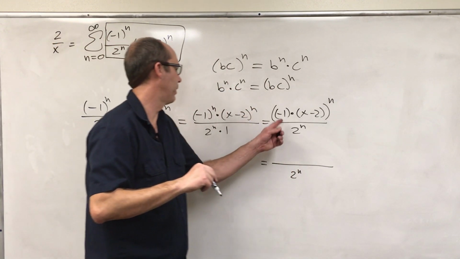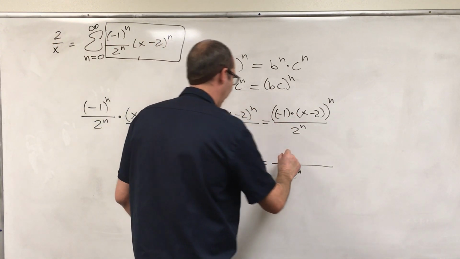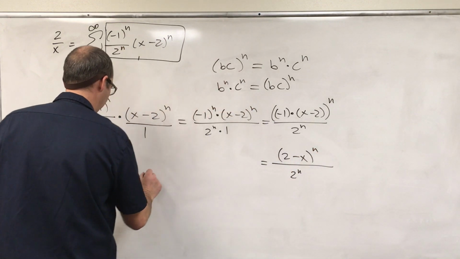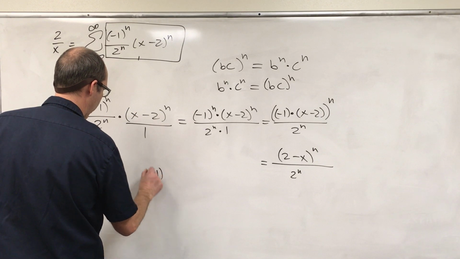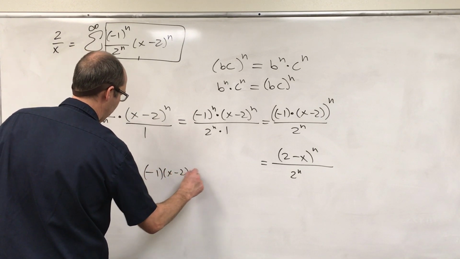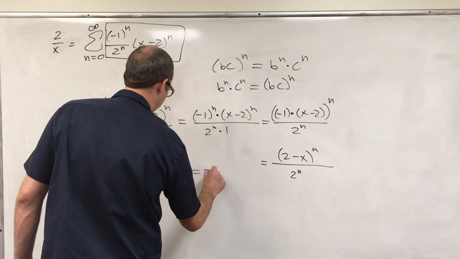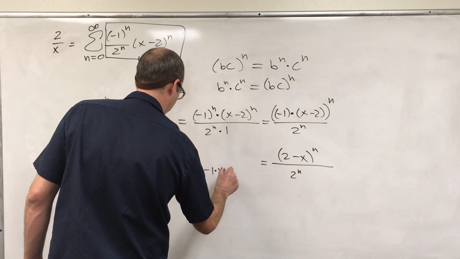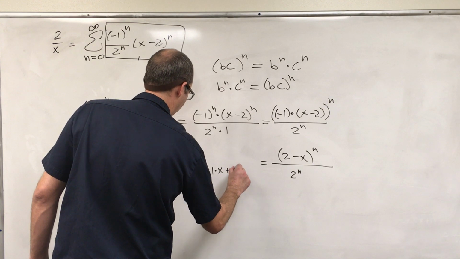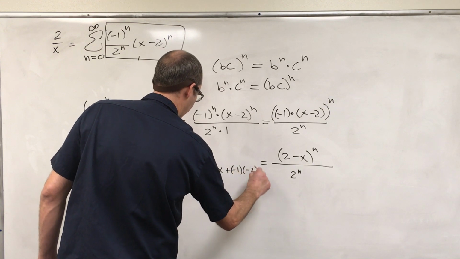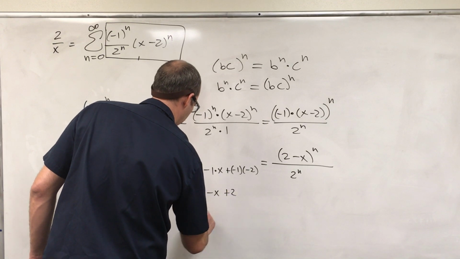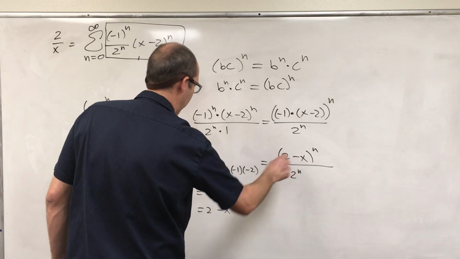Okay, now remember that negative x minus 2 is the same as 2 minus x. So you can go like that. Let's just see that real fast. You got -1 times x minus 2. That's the distributive property. You got -1 times x, plus -1 times -2. That's -x plus 2, or 2 minus x. That's how I got that there.